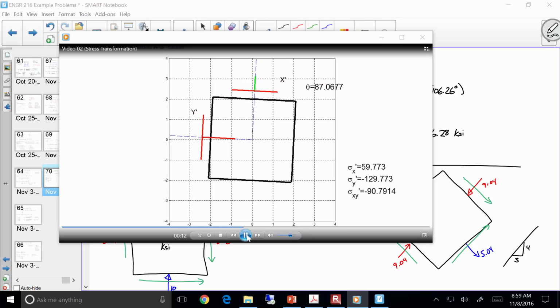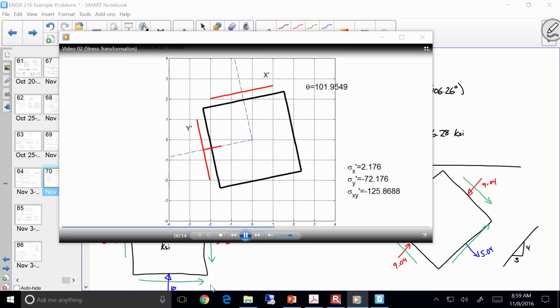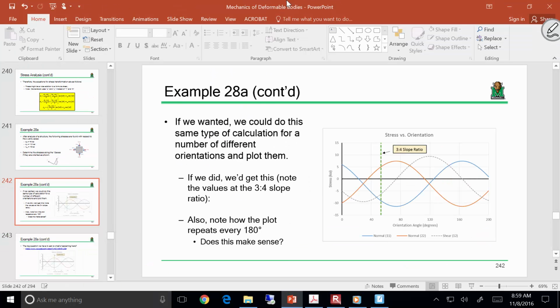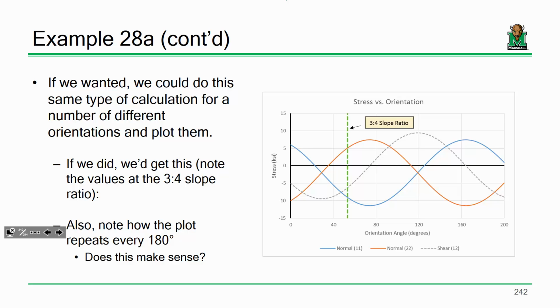Now, this is all trig, right? This is all trig functions. So if I go and I plot that out, I get something that looks like this, okay? Now, this is looking at those examples. These are the stresses you get depending upon the angle of rotation. We started off with an angle of 0 degrees, okay?